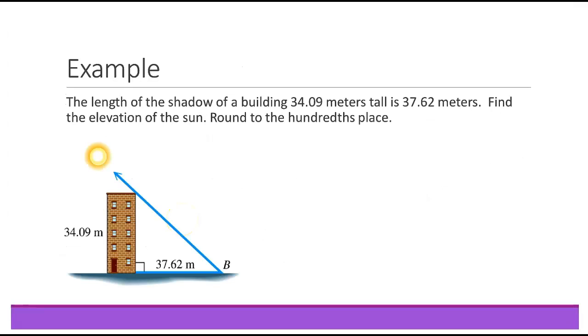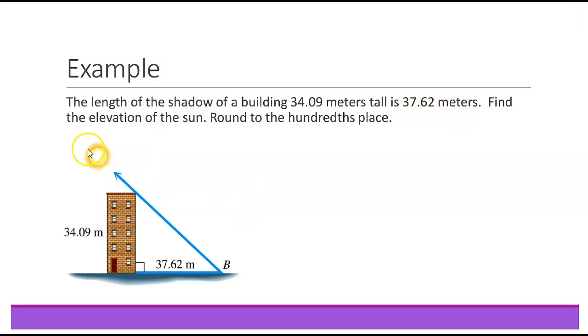The first ones will be a little bit easier because they'll come with a picture or a diagram, and then we're going to have to build a diagram going into future problems. So here we're told the length of the shadow of a building, 34.09 meters tall, is 37.62 meters. So let's pause right there. We're told the length of the shadow of a building, 34.09 meters tall, so the building itself, as you can see from the corresponding diagram, is 34.09 meters, and the length of the shadow is 37.62 meters.